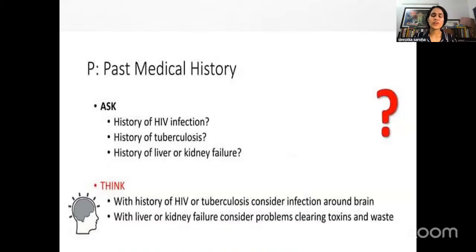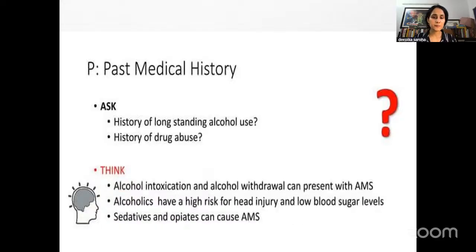Ask whether there was a history of other infections such as HIV or tuberculosis, and whether the patient was a previously diagnosed case of any liver or kidney pathology eventually leading into failure. With a history of HIV and tuberculosis, consider infections in and around the brain, because these patients are immunocompromised. Despite taking ATT or even ART, these patients are at risk of brain infections in terms of meningitis, encephalitis, meningoencephalitis. With kidney and liver failure, consider patients who have difficulty clearing toxins and waste because of the compromised hepatorenal system.